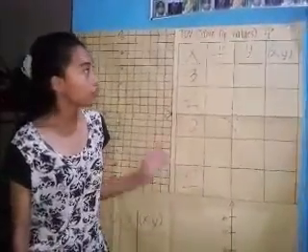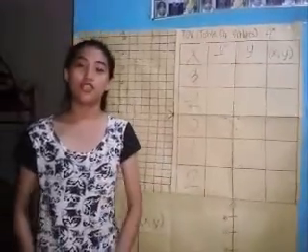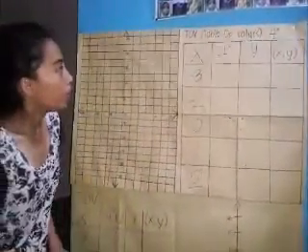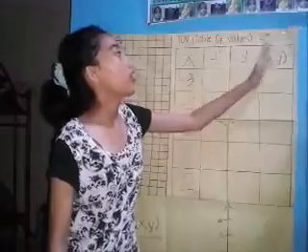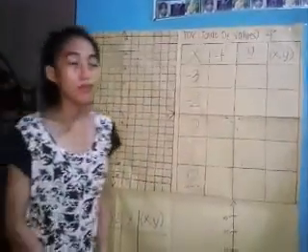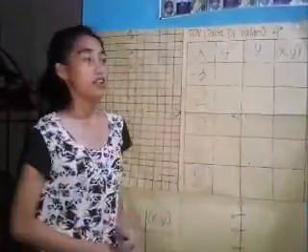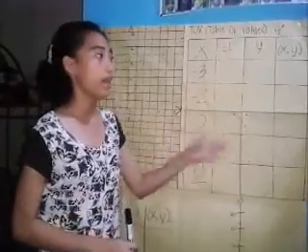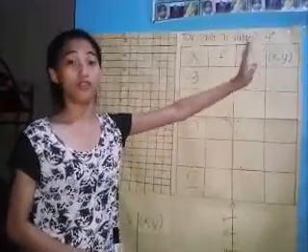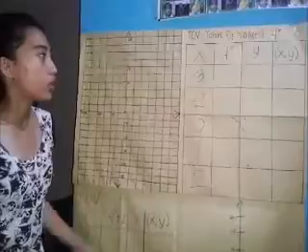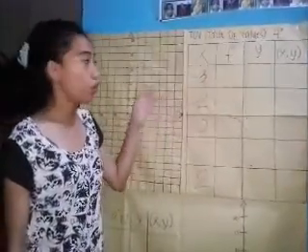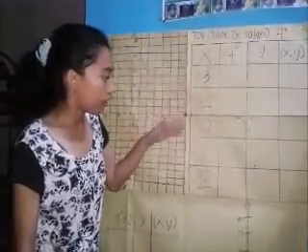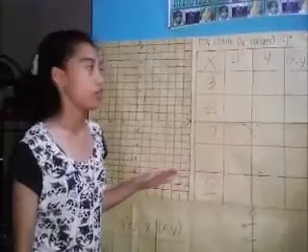So, let's proceed for the graph of exponential function. We have here 4 raised to x. So, kailangan muna natin gumawa ng table of values or TOV para makuha natin ang coordinates ng 4 raised to x. So, for the value of x, kumuha ko ng negative, neutral, saka positive numbers.